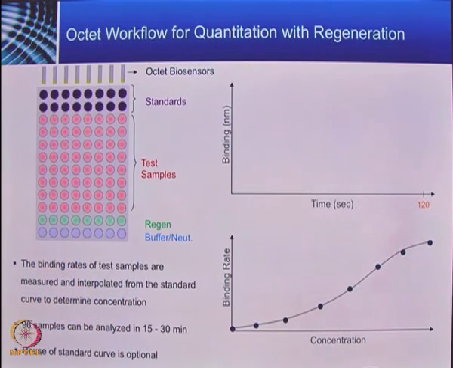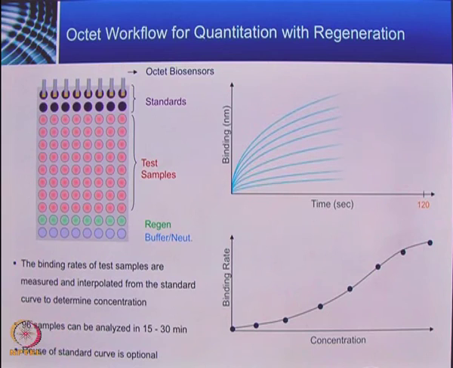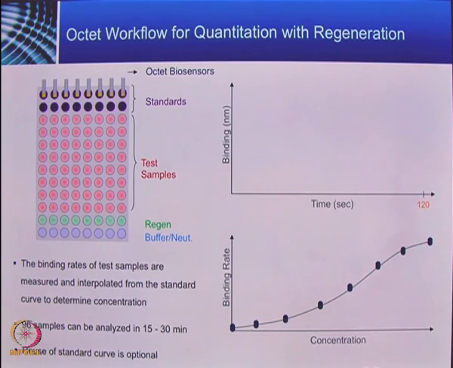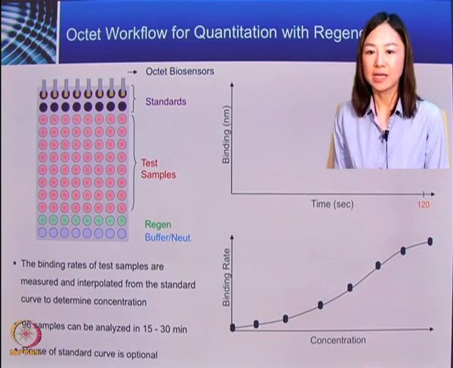When we are doing a quantitative analysis, the first step is to generate a standard curve. During the setup, the biosensor is first dipped into the wells which contain the standards. The standard will bind to the biosensor, and by calculating the initial binding rate of the molecules to the biosensor, we can get a standard curve with the binding rate as the y-axis and the concentration of the molecules as the x-axis.